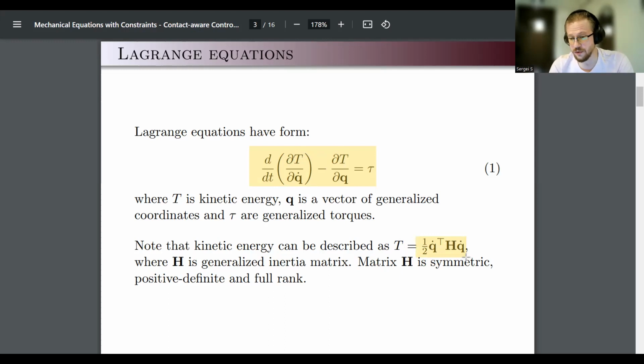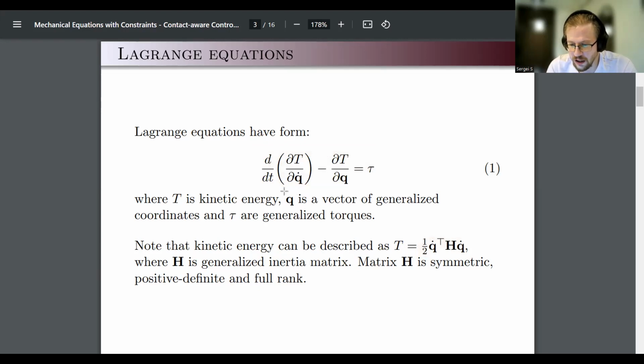It is one half of a quadratic form, one half times q-dot transpose H q-dot. The q-dot are generalized velocities again. H here is a generalized inertia matrix. It is symmetric, positive definite, and full rank. These are the properties that it has. It's not only symmetric, but also positive definite, and as a positive definite matrix, it has full rank. That is what we have.